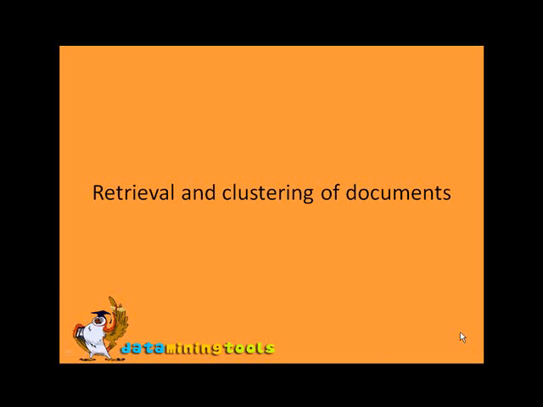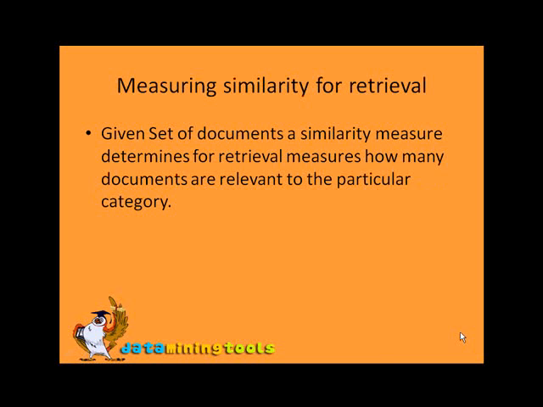Welcome. Let's understand retrieval and clustering of documents. So, how do we measure similarity for retrieval? Given a set of documents and a similarity measure, we then determine for retrieval measures how many documents are relevant to a particular category.